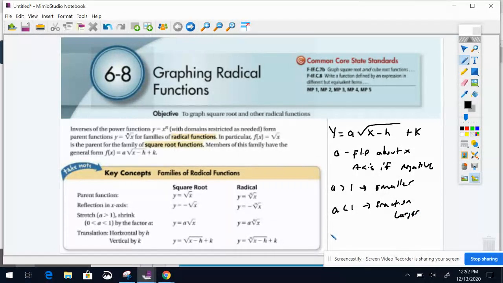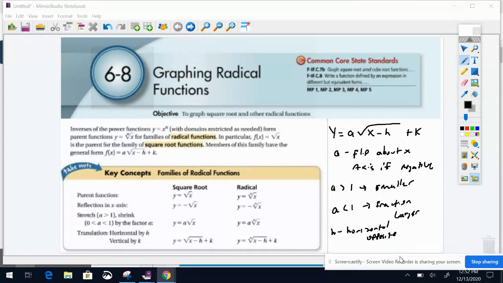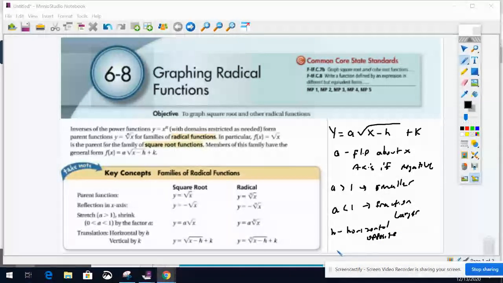And then h is my horizontal shift, and that's going to be the opposite. So again, if it's a plus, then it goes to the left. If it's a minus, it goes to the right. And then k is my vertical shift, and that's the same. So if it's a plus out here, it's going to go up. If it's a minus, it's going to go down. And again, it's the same thing as we go through.